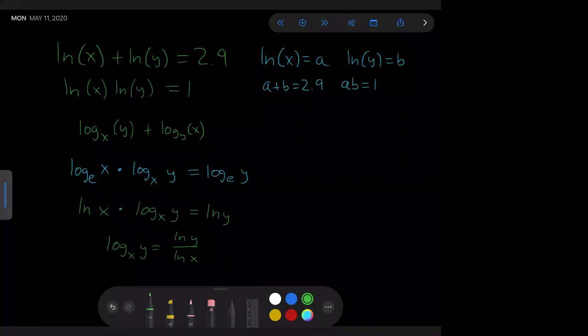So we can rephrase this. Instead of saying what's log base x of y plus log base y of x, we can say what's ln of y over ln of x plus ln of x over ln of y. And with a substitution, we can say this is equal to what is b over a plus a over b. Let's add these together. If we fully add these, we get a squared plus b squared over ab.